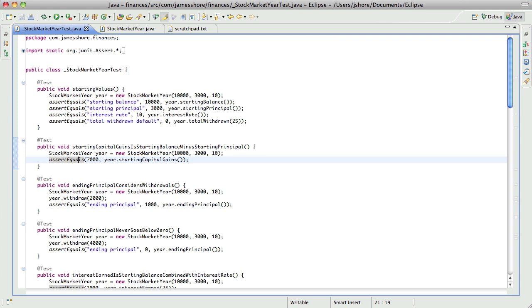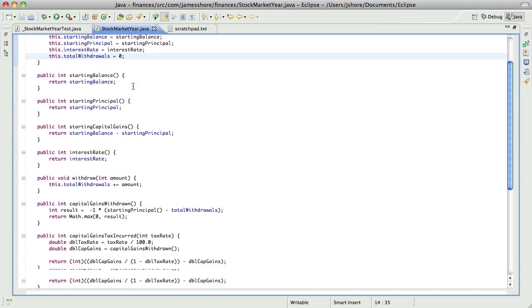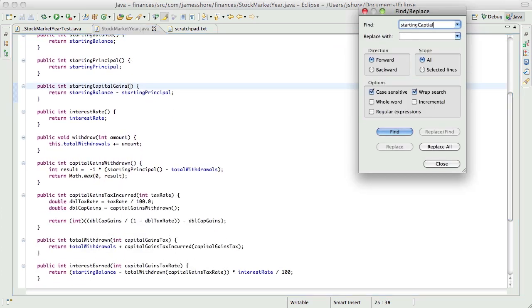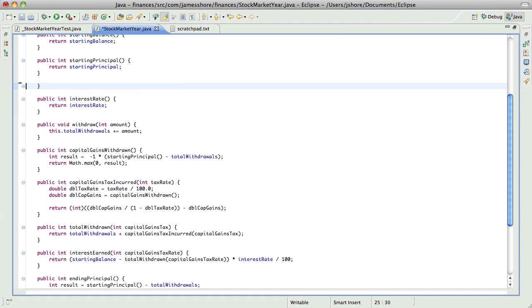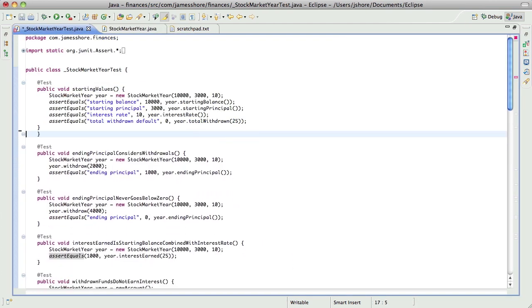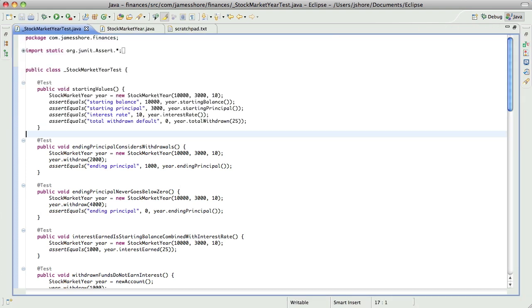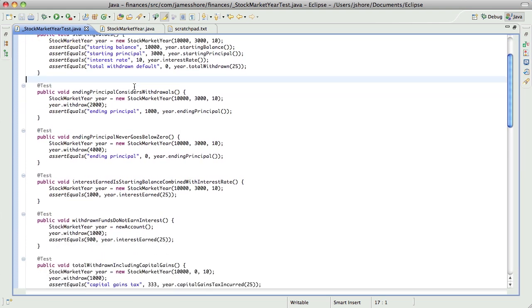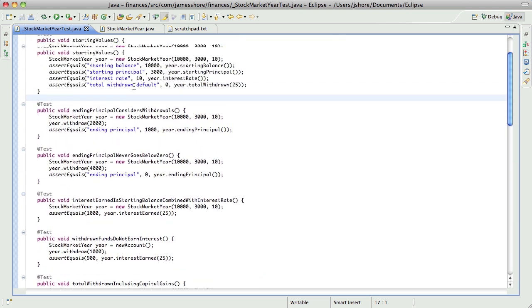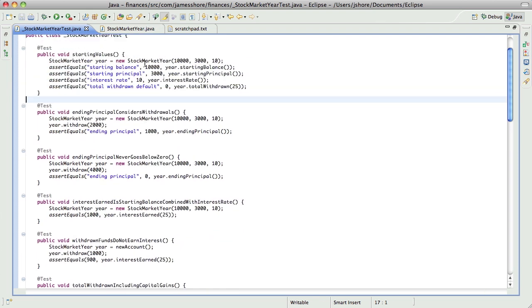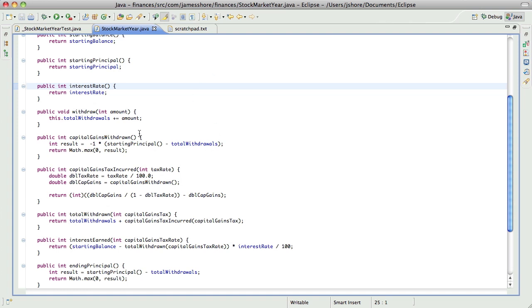Okay, so we have starting capital gains is starting balance minus starting principal. Do I even care about starting capital gains? I don't know why I would. Nope. Nobody is using it here, and I don't think it's that interesting to report, so I'm going to take that out. There we go. Okay, ending principal considers withdrawals. So, ending principal never goes below zero. So I want to cover this stuff, but consolidate the tests, make them a lot easier to understand and read, and get rid of some of the cruft that's sort of collected here.